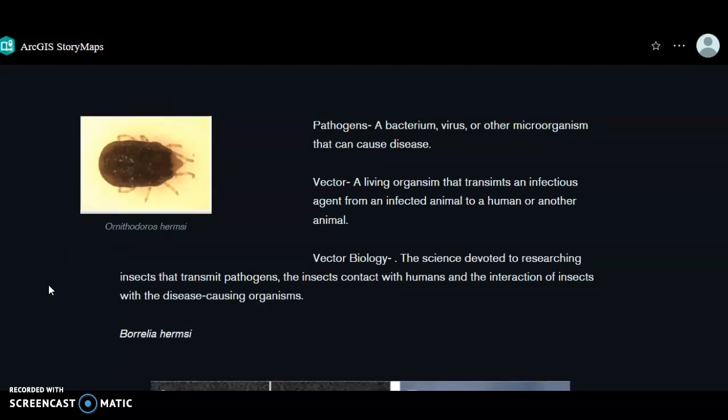A vector is a living organism that transmits an infectious agent from an infected animal to a human or another animal. So something takes that virus or bacteria from one to another. Most of the time, you could see this is probably going to be a tick. This is going to act as that vector.